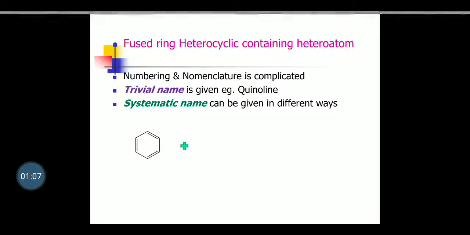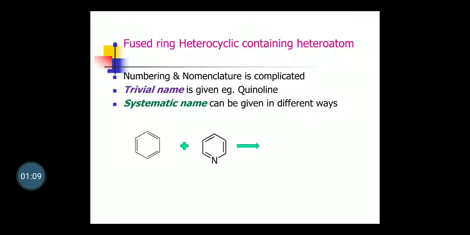Quinoline is a fused ring structure of benzene plus pyridine. Now, as far as the numbering of pyridine is concerned, we have to start numbering with the nitrogen. If we give the numbering this way, 2, 3, 4, 5, 6, we can correlate that the benzene ring is fused with the pyridine at the 2, 3 position. At the 2, 3 position the benzene gets fused, and the resultant fused ring structure is called quinoline. And now the numbering will be done in this way.